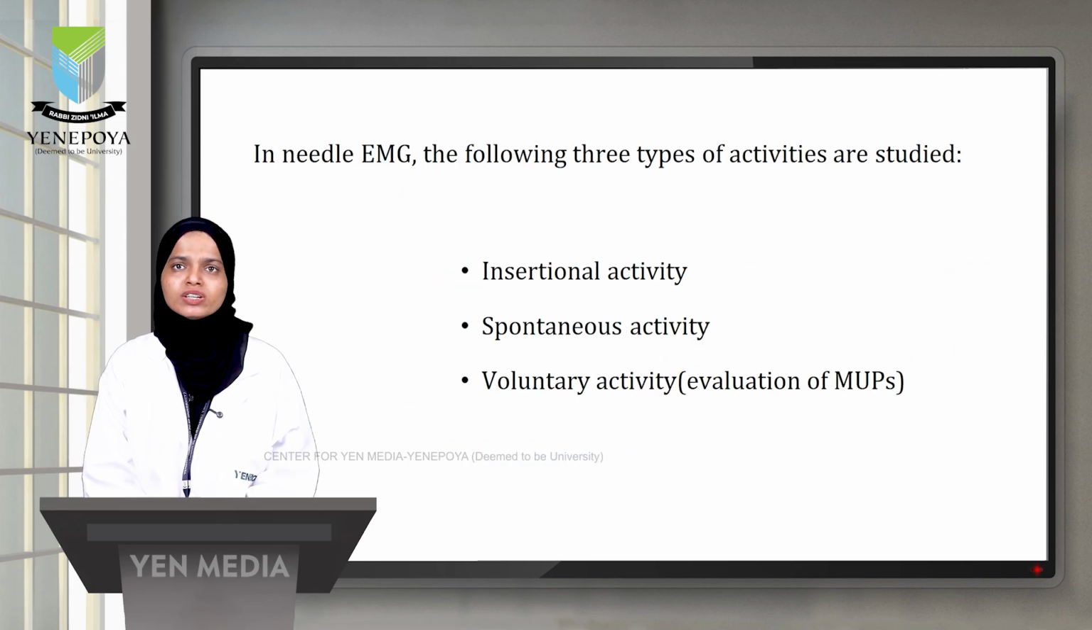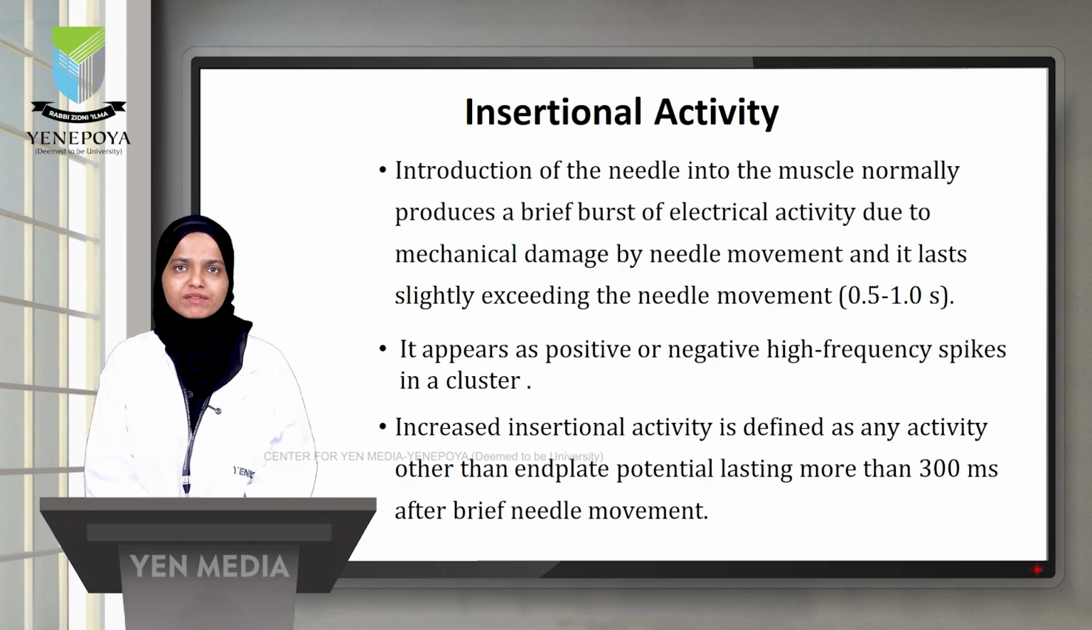While recording EMG, three types of activities are studied: insertional activity, spontaneous activity, and evaluation of MUP or voluntary activity. Insertional activity. When the needle is introduced into the muscle, there will be a brief burst of electrical activity.